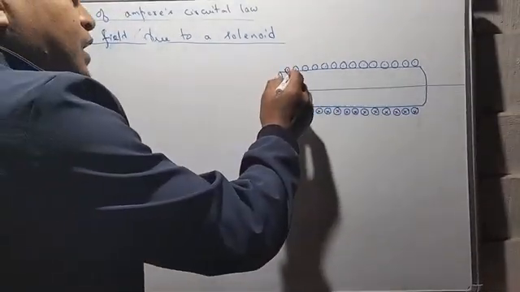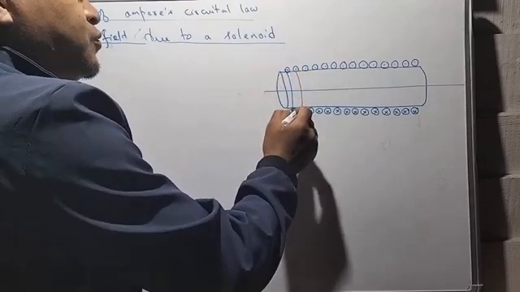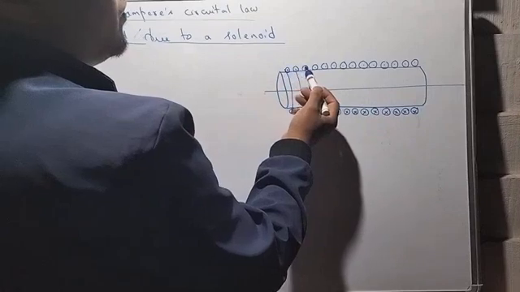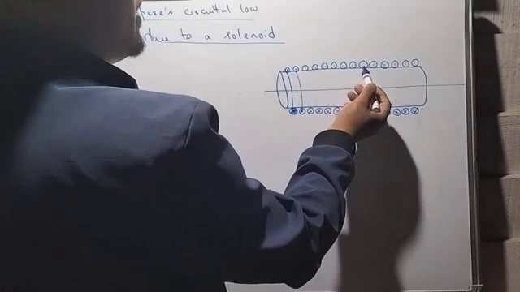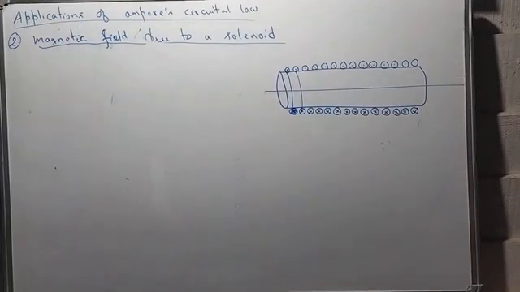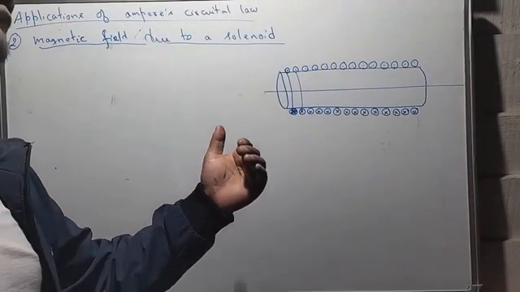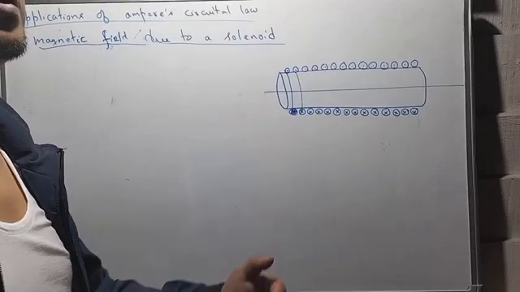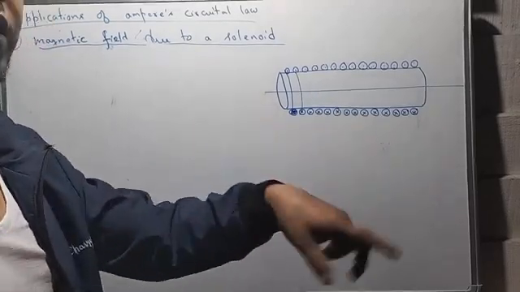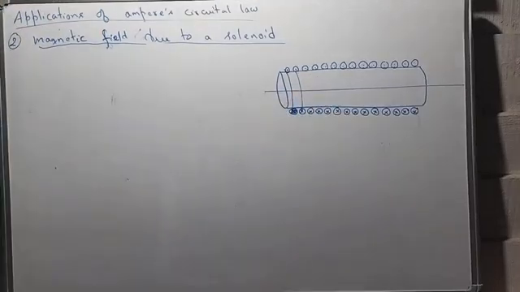If we have another cross, it means two turns. So how many dots and how many crosses are there? 1, 2, 3, 4, 5, 6, 7, 8, 9, 10, 11, 12, 13, 14. So in my example, in this figure, we have considered 13 turns of the solenoid, which means 13 turns of the copper wire.